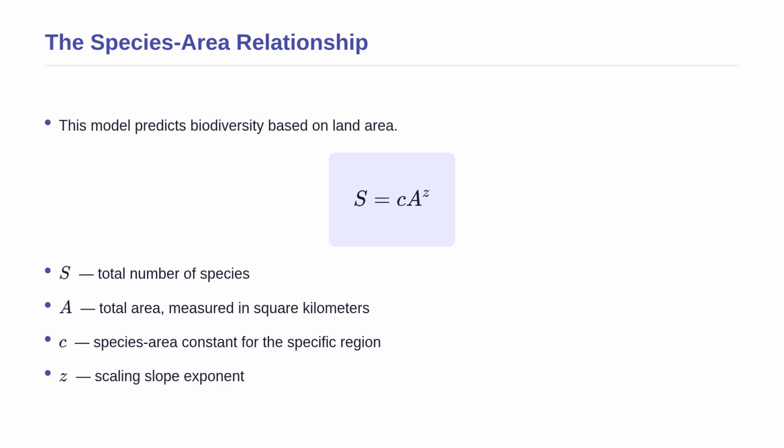A represents the total area of the park, usually measured in square kilometers. The symbol C is a constant that depends on the specific taxonomic group and region, acting as a baseline species count. Finally, the exponent Z is the slope of the relationship, indicating how quickly the number of species increases as the area increases. Physically, this tells us that if the area, A, increases, the number of species, S, also increases. But because of the exponent Z, this growth is not strictly linear.